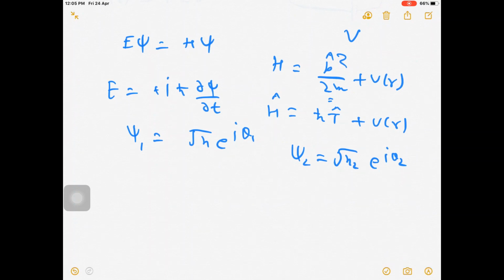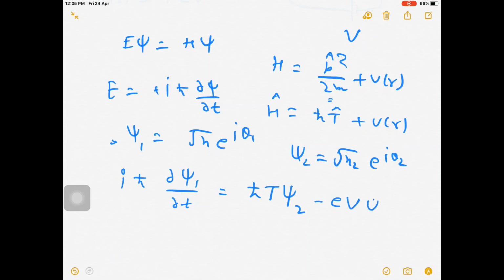So from Schrodinger equation I am writing for the first superconductor: iota h cut del psi 1 del t equals to h cut t transfer interaction, so from first to second, plus V of r psi, and the potential energy is minus eV psi 1.